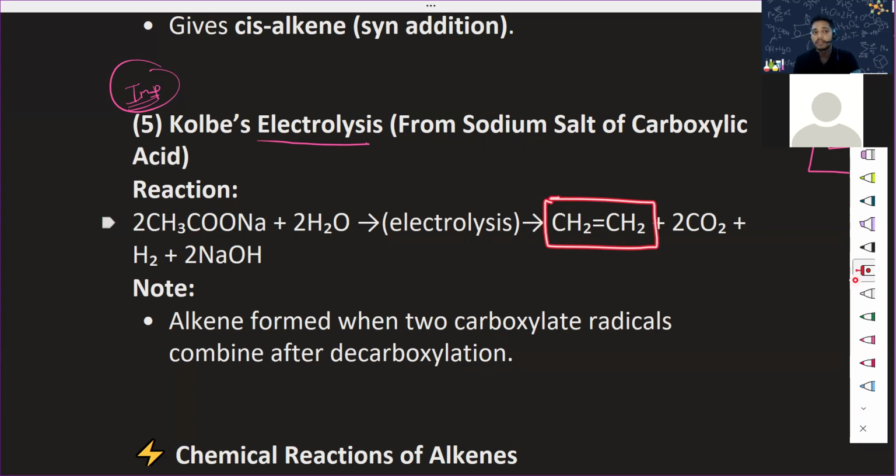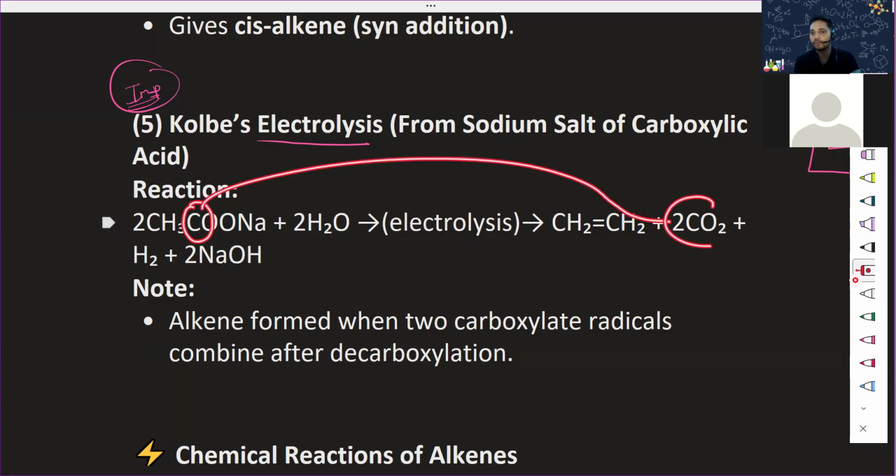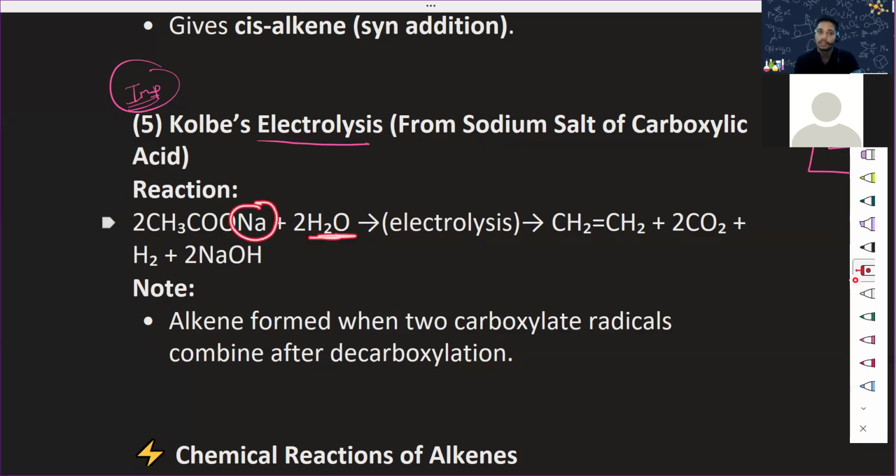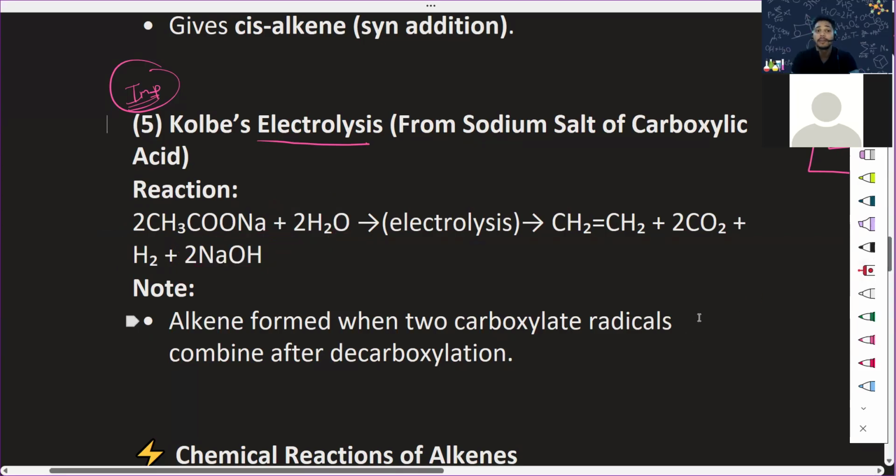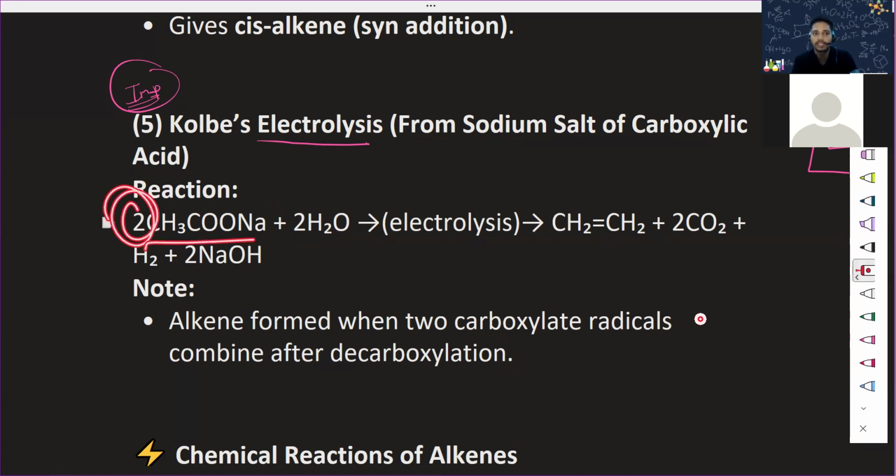What's the problem? We have 2 CH3 forming this thing, but we have an extra carbon that is released in the form of carbon dioxide. Very good. And what about Na? Water is there, so NaOH will be forming, and extra hydrogen will be liberated. This point is very much clear. But make sure we have two molecules of CH3COONa.